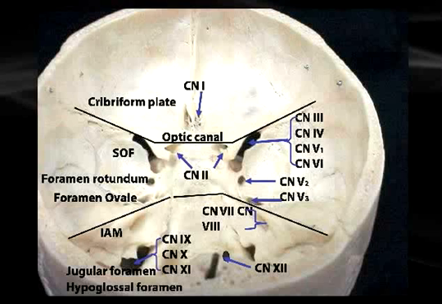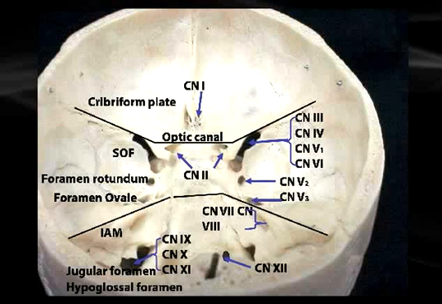Now we're going to look at the cranial nerves. So you have the cribriform plate, where cranial nerve 1 will exit, the optic canal for cranial nerve 2, and then you're going to have the superior orbital fissure, which will house cranial nerves 3, 4, 5 component 1, and 6. Foramen rotundum will be for V2, and foramen ovale for V3.